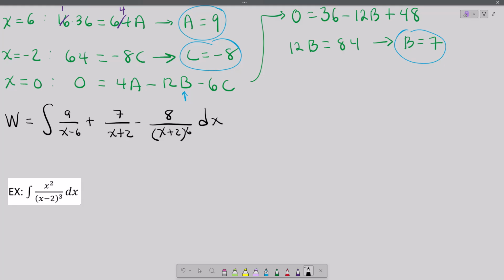Why did you write 8 over x plus 2 to the 6th instead of writing it over what it's supposed to be? Is that your question? Yeah.